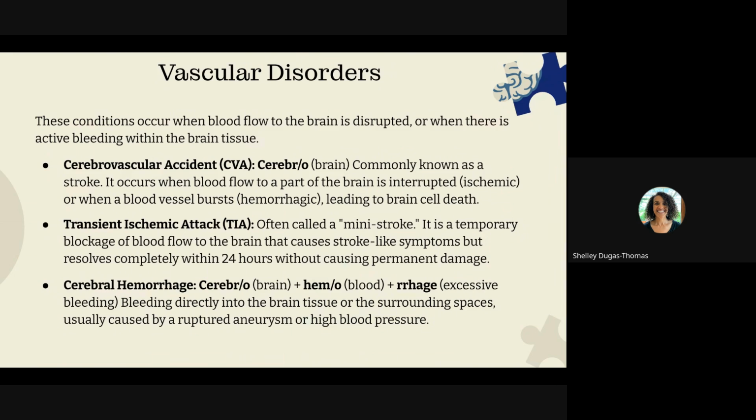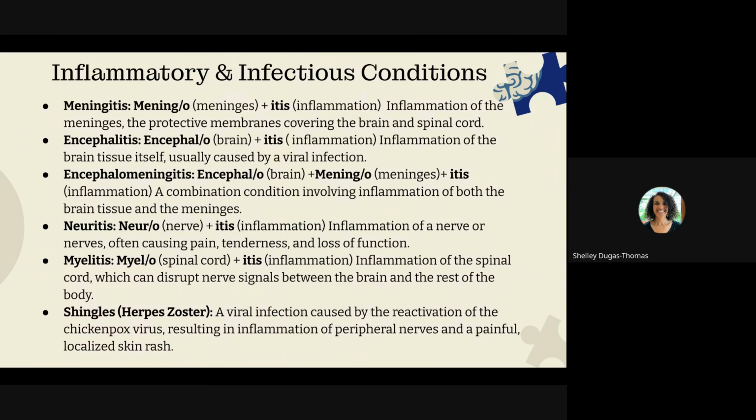Cerebral hemorrhage is cerebro, brain, plus hemo, blood, plus rrhage, excessive bleeding. And this is literally blood bursting forth into the brain. And that's also a medical emergency.